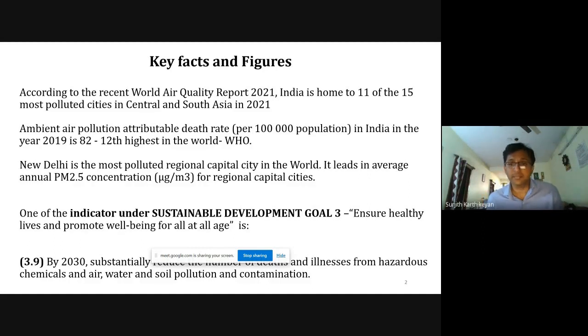And the Sustainable Development Goal, this is one of the targets: substantially reduce the number of deaths and illness from hazardous chemicals and air, water and soil pollution and contamination. So this is one of the Sustainable Development Goal targets.